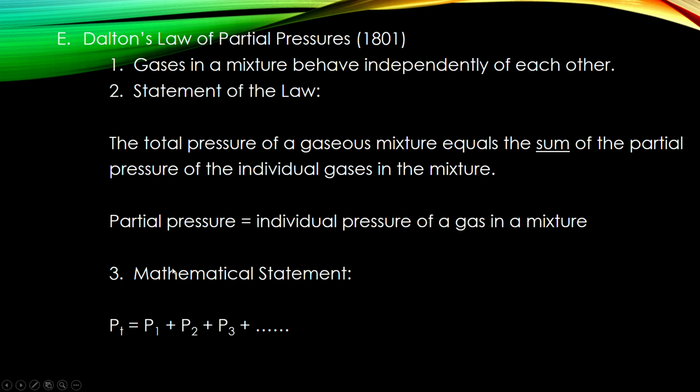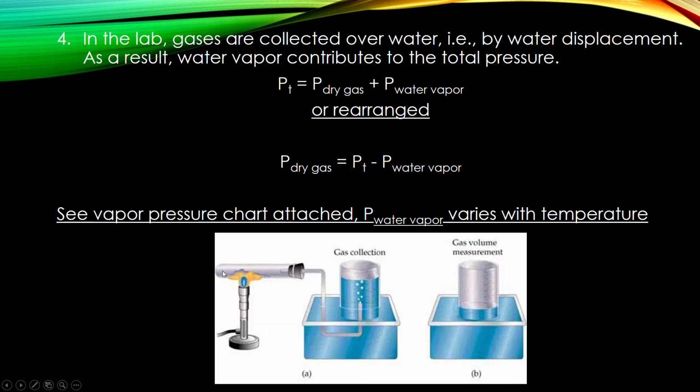So the mathematical statement of this is that the total pressure, PT, is the pressure of the first gas plus the pressure of the second plus the pressure of the third, and so on. Now, in the laboratory, when we are collecting gases, for instance hydrogen gas, where we're decomposing something and giving off a gas, we use water displacement.